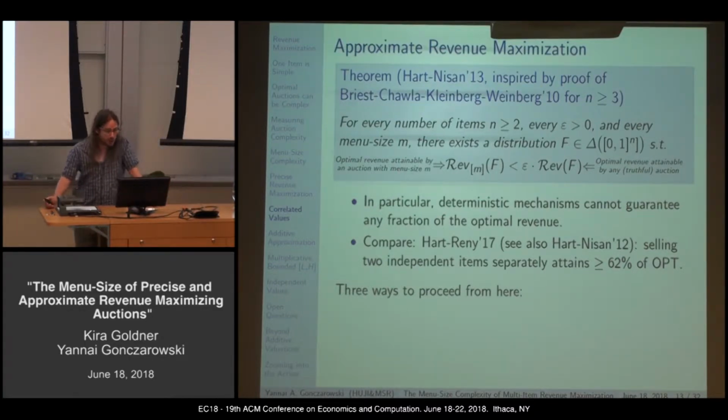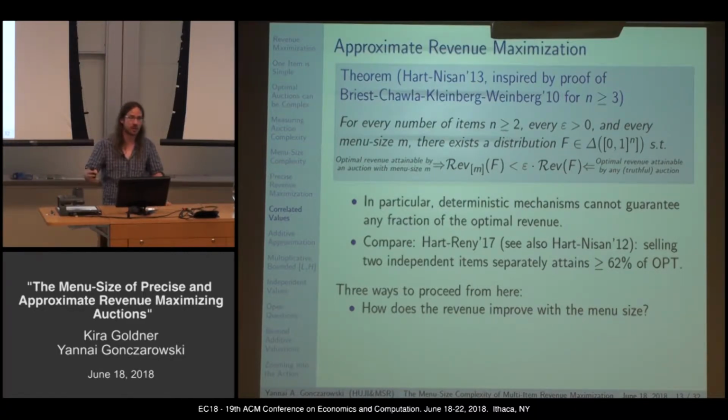We have 3 ways to proceed from here. One of them: we can say, okay, a specific menu size guarantees nothing. But we can ask, if we take twice as large a menu size, do we get any improvement? This improvement will still guarantee nothing as a fraction of the optimal revenue, but maybe we would know that if we take 10 times as large a menu size, it would give us 10 times as much revenue. I don't know, that would be nice.